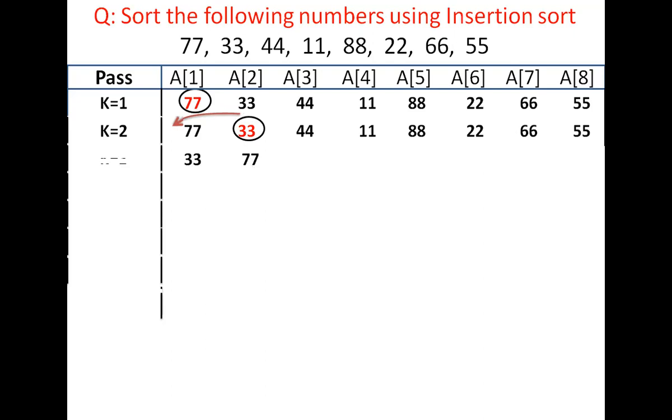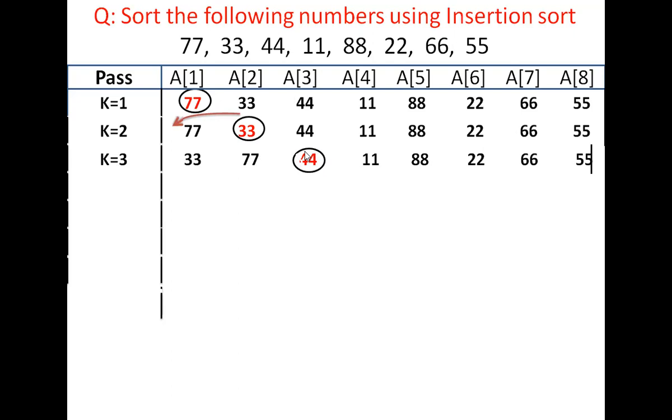Now I go to the next step. K is equal to 3 indicates step 3. In step 3, the remaining elements you write as they are in the array. Now, what is the element to be sorted? I have shown the element to be sorted in red color. Just circle the number to be sorted in this pass. Since k is equal to 3, A of 3 is the element to be sorted.